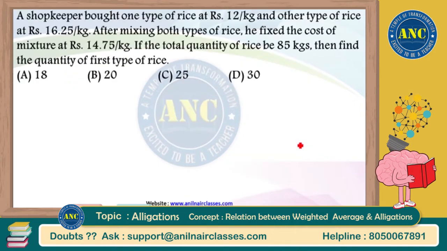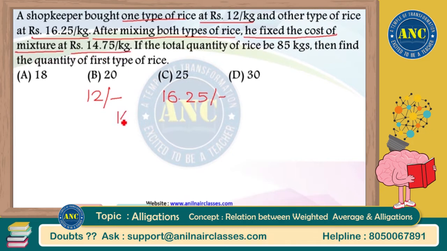Tell me the answer for the next question. I am sure that just by reading the question you will understand which method to apply. A shopkeeper bought one type of rice at 12 rupees per kg and another type of rice at 16.25 rupees per kg. This is the first statement which is given. After mixing both types, he fixed the cost of the mixture at 14.75 rupees per kg. The resultant is 14.75. If the total quantity of rice is 85 kgs, the first type quantity and second type quantity combined, according to the question, is 85 kgs. Find the quantity of the first type of rice.